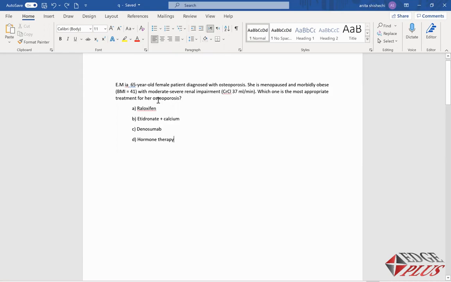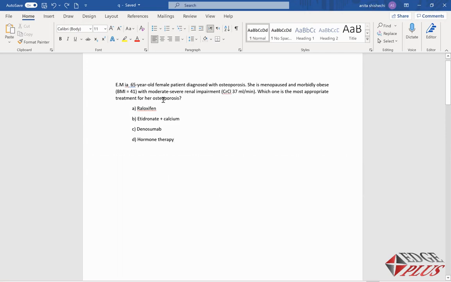So here we have a patient, a 65-year-old female diagnosed with osteoporosis. She's postmenopausal and morbidly obese. BMI is 41, and there is moderate to severe renal impairment. Creatinine clearance is 37, and we're looking for the most appropriate treatment for her.